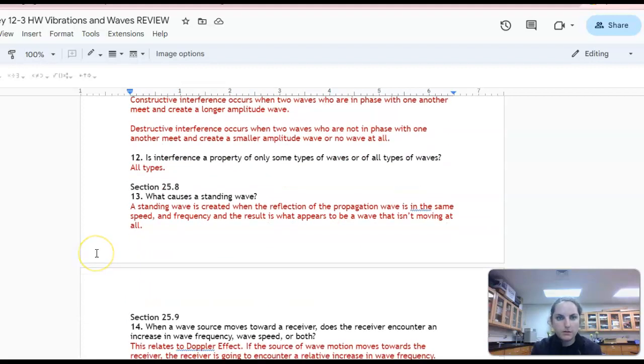Number 12, is interference a property of only one type of wave or all types of waves? It's going to be a property of all waves. And we're going to see it more next cycle with sound and with light.